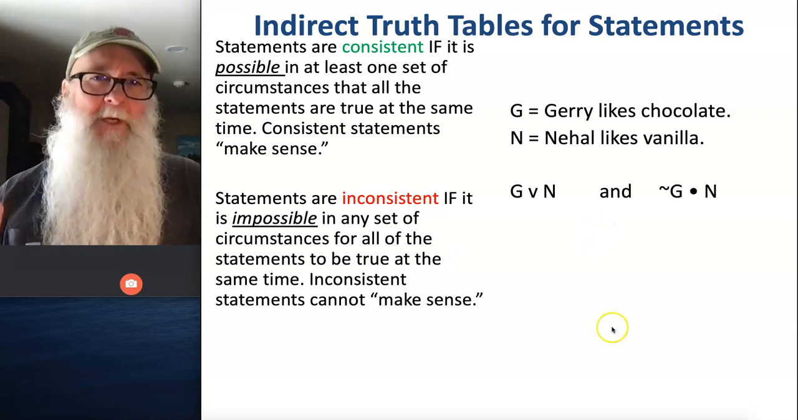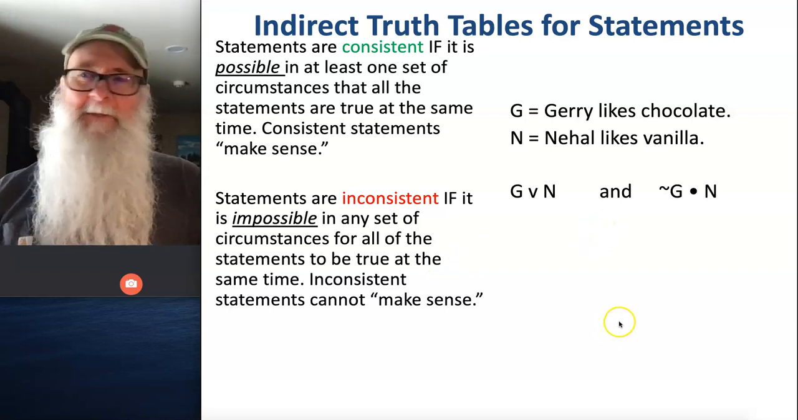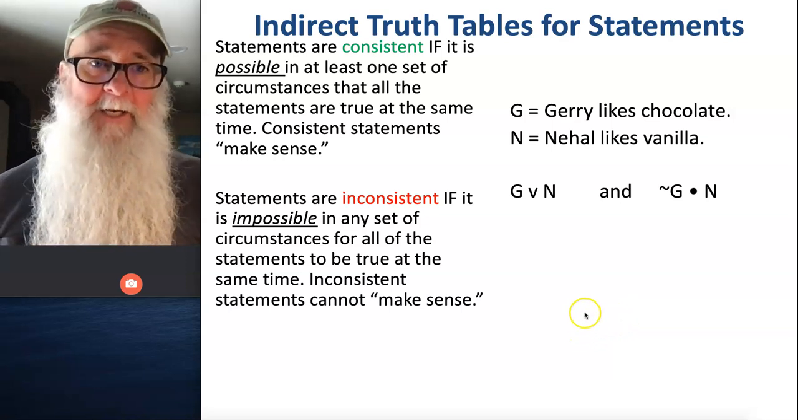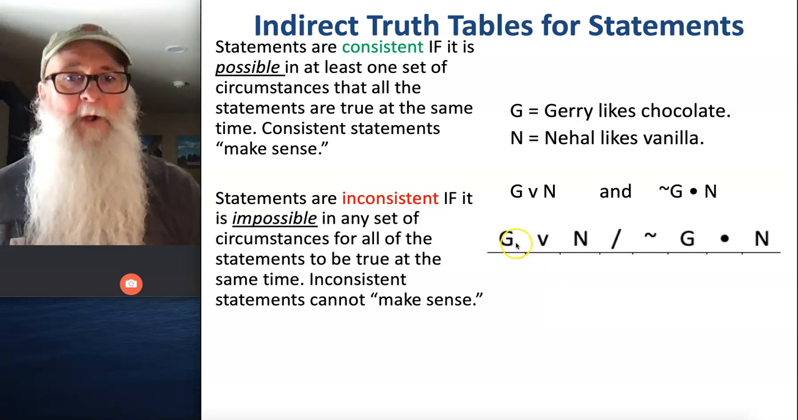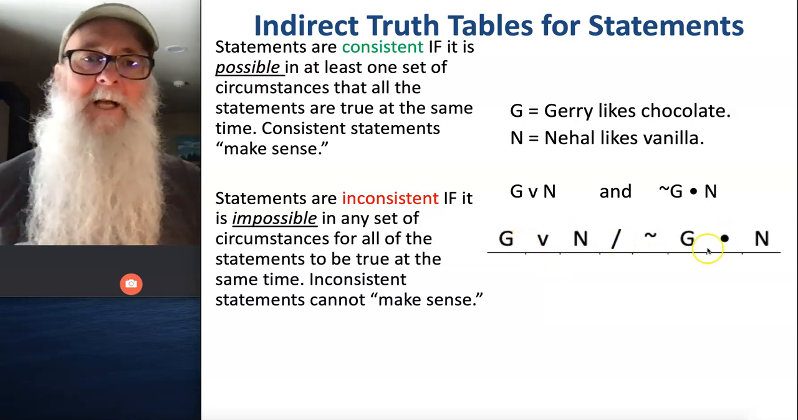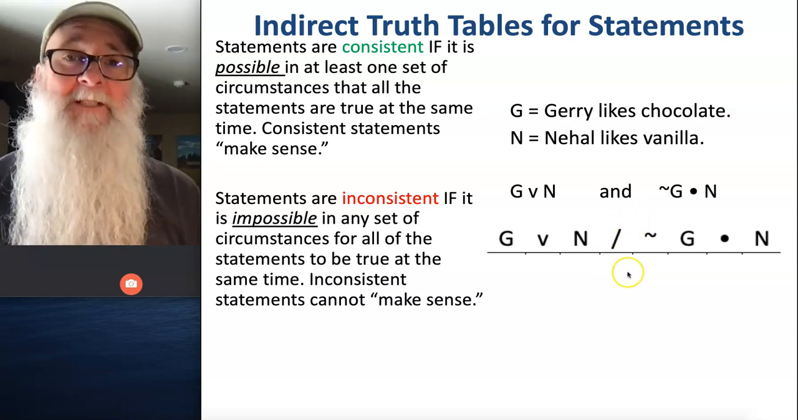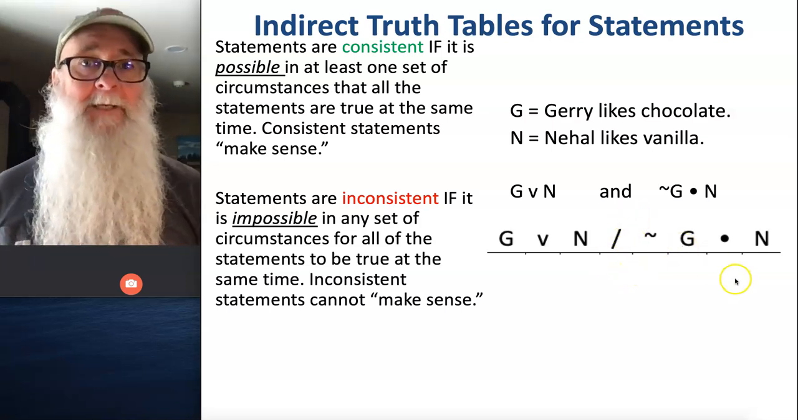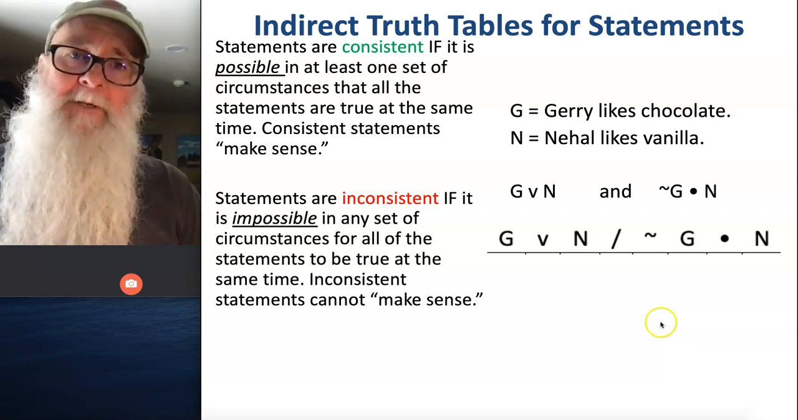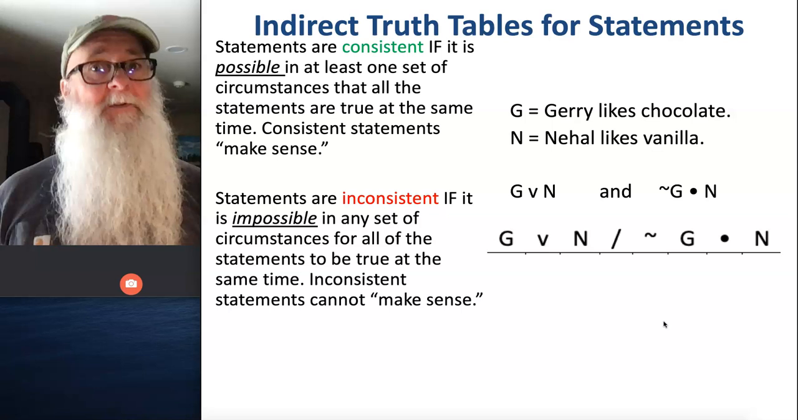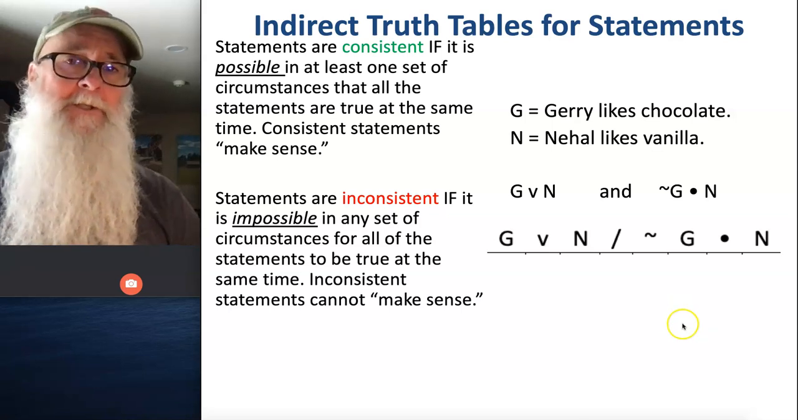And we're going to develop indirect truth tables for statements very similarly to how we use truth tables to evaluate arguments for validity. We're going to write out our statements on a single line, and we're going to separate all of the statements that we're considering with a single line, not a double line, okay? And when we develop indirect truth tables for arguments, we work from the assumption that the conclusion is false and all the premises are true.